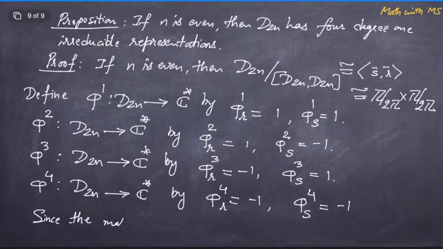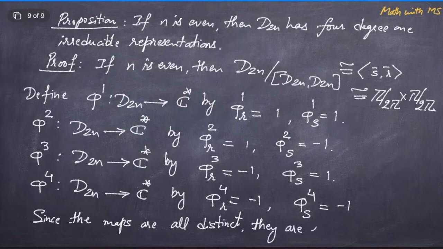Since the maps are all distinct, they are inequivalent. They are inequivalent representations.